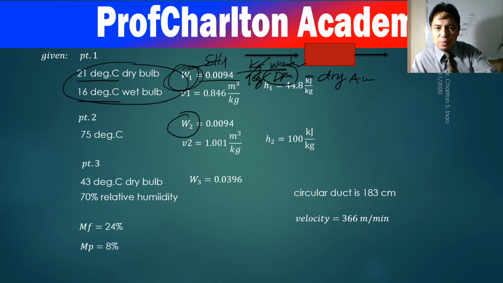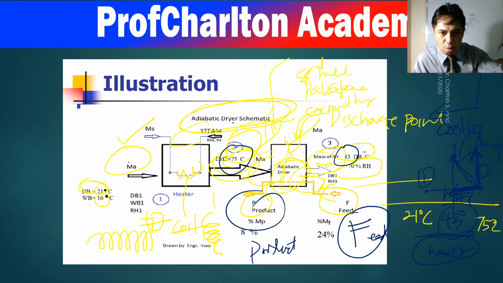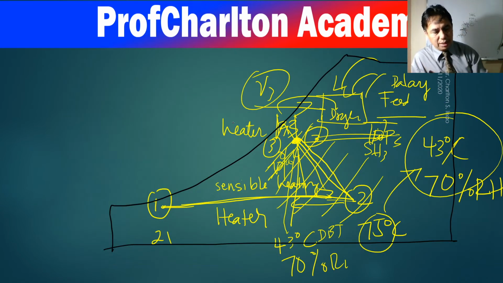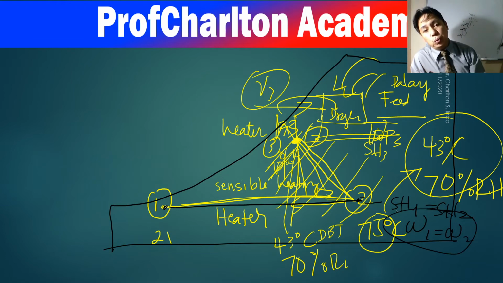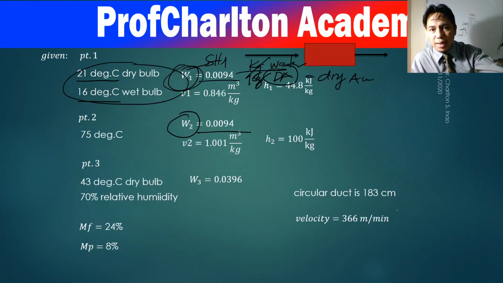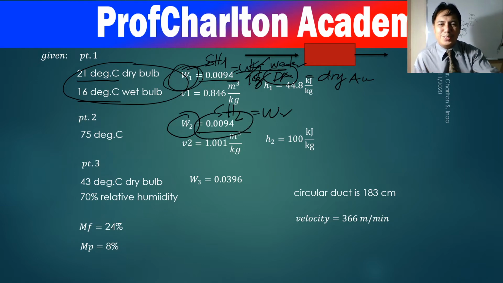Now, W1 expectedly is equal to W2. Why? Because if you go back to our psychrometric chart, this is 1 and this is 2. Obviously, they have the same specific humidity. Specific humidity 1 equals specific humidity 2, or omega, W1 is equal to W2. That's why W1 is 0.0094, and specific humidity 2, or W2, is 0.0094. Now, what else can we get?